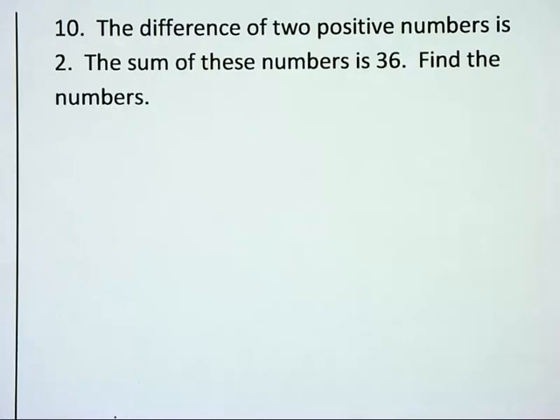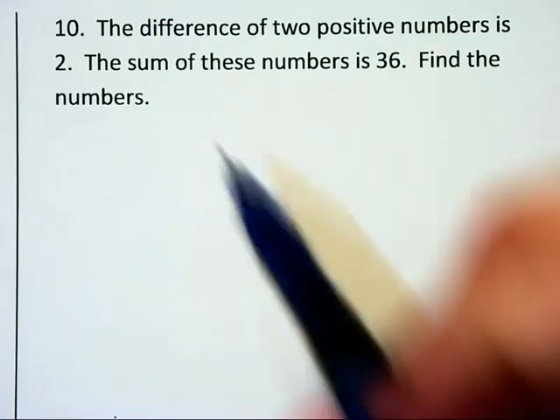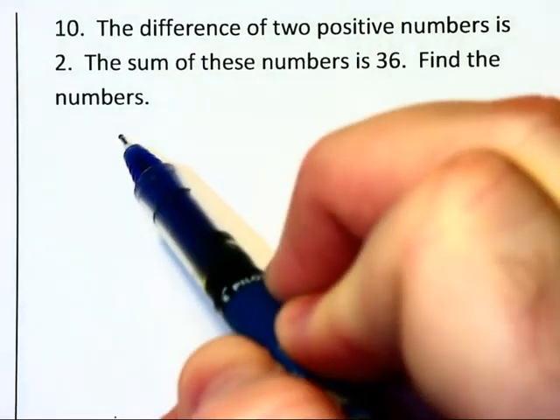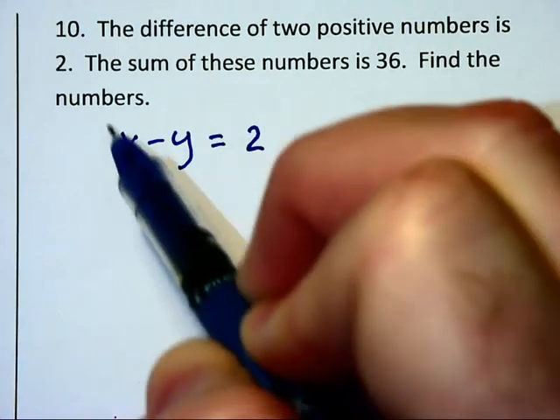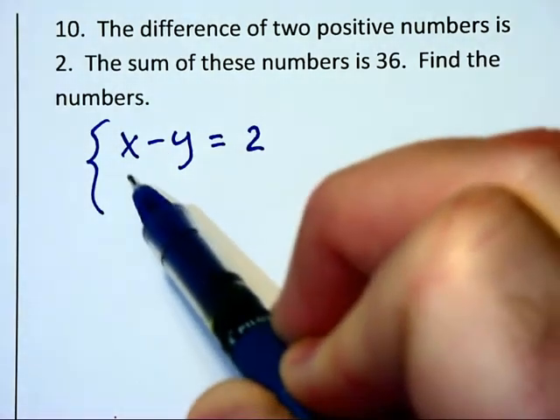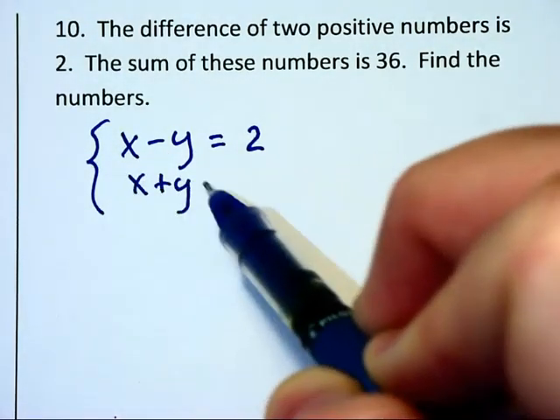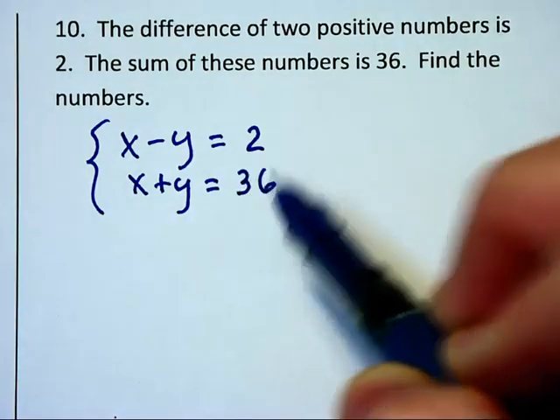This next problem is rather easy. The equations just come out very quickly. The difference of two positive numbers is 2. Well, that means if we subtract two values, we get 2. And the second equation or sentence tells us that their sum, if we add them, is 36.